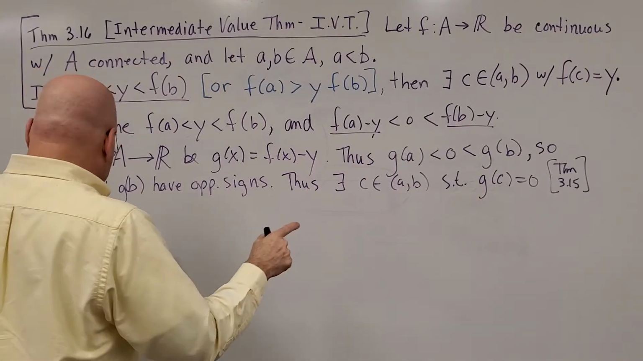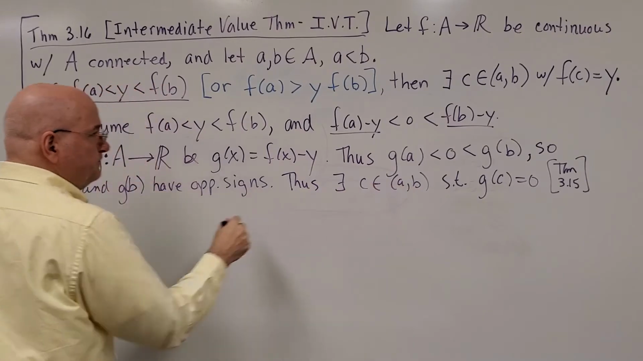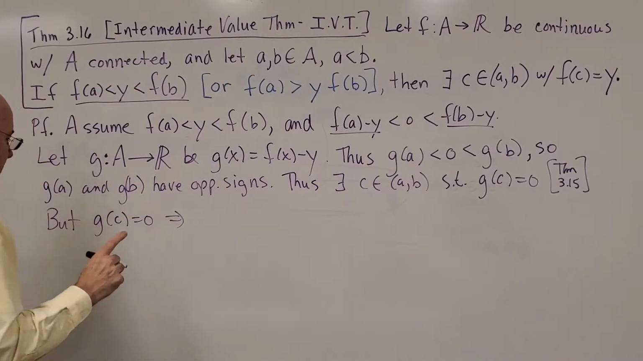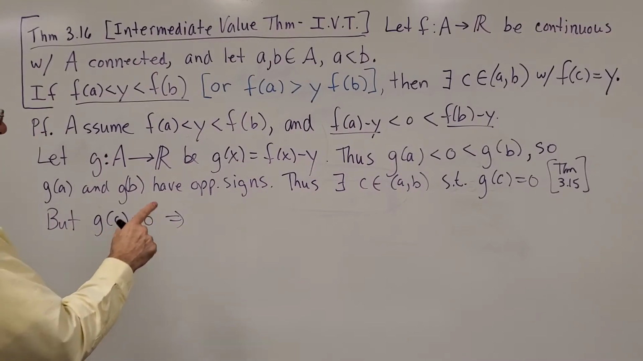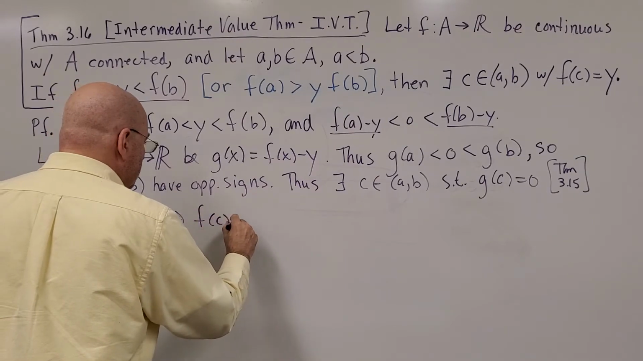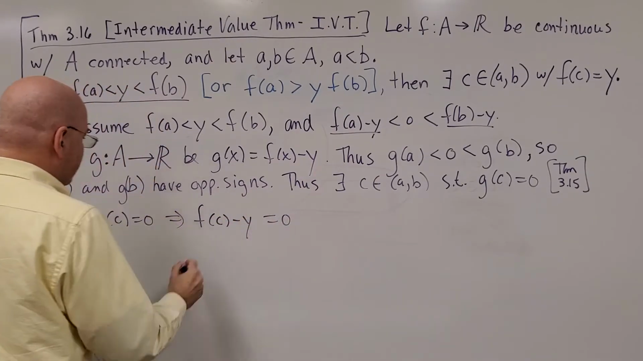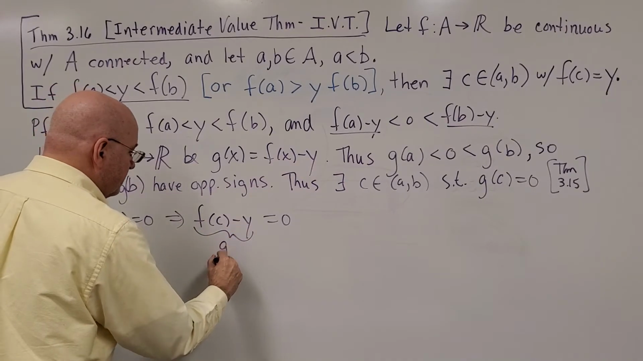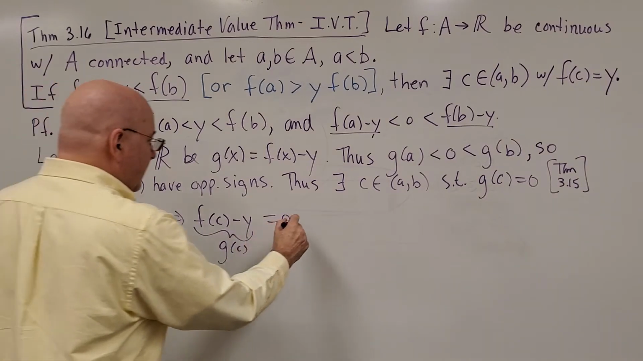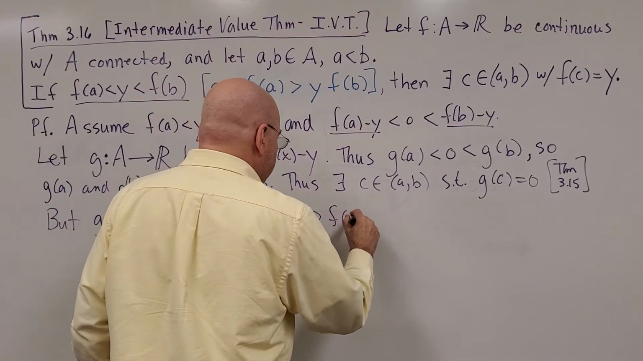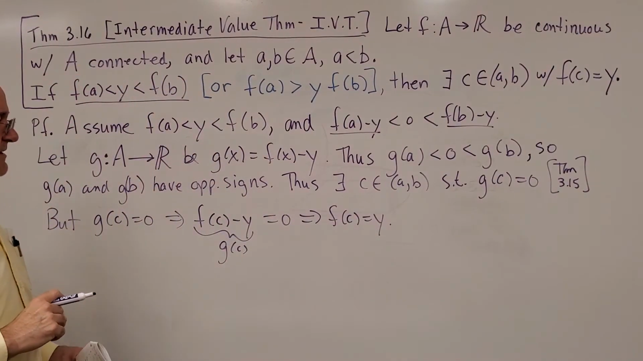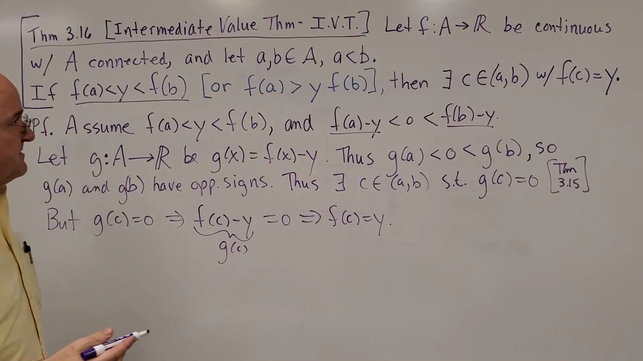But that means that g of c equaling 0 implies what? Well, g of c would be f of c minus y. Because this is just g of c. And we're just about done. That implies that f of c has the value of y. The height on the graph would be y. And that's the end of the proof.